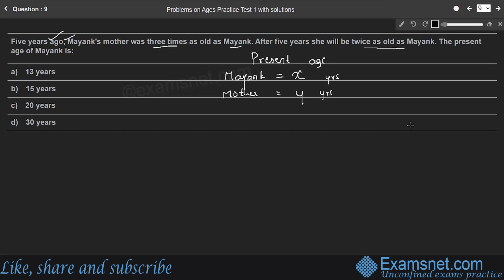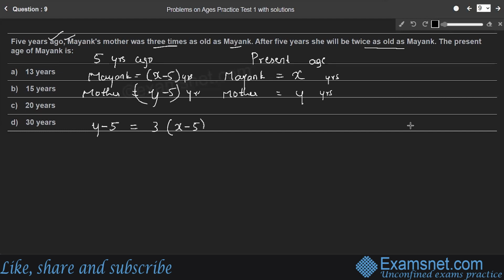So we'll consider their age 5 years ago. 5 years ago, Mayank was x minus 5 years old, right? And his mother was y minus 5 years old, right? And it is given that his mother's age, that is y minus 5 years, was 3 times his age. That means 3 times x minus 5, right? 5 years ago.